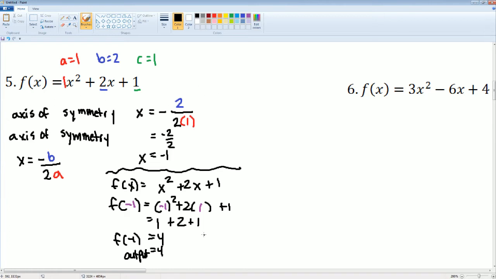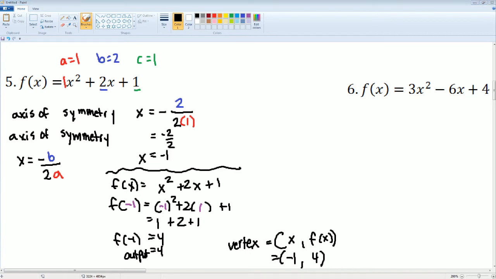So your vertex is equal to x, f of x. x is -1, that's your input, and your output is what? 4. Some of you are like, how do I know that is true? Well, you could always check it in Desmos.